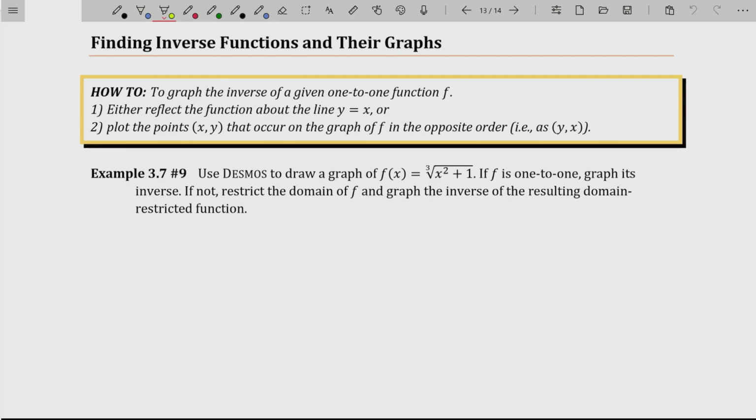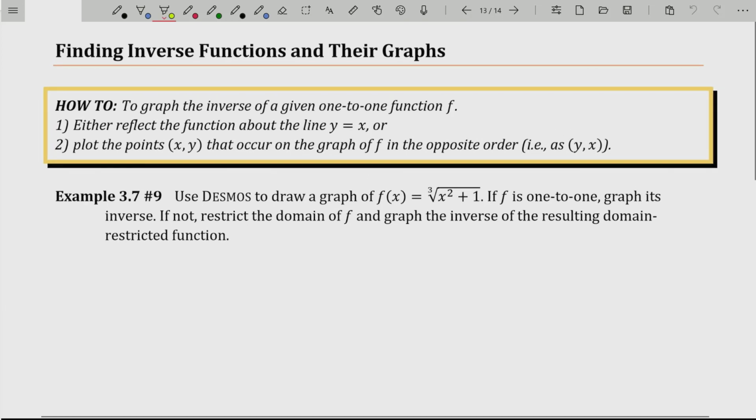The title of this is slightly misleading. It says finding inverse functions and their graphs. It really should be finding the graph of an inverse function. So the how-to on this, again, assuming that you've had Algebra 2 in the past, there's no reason for me to build the theory behind the scenes here anymore because you've had that. So this is just a review.